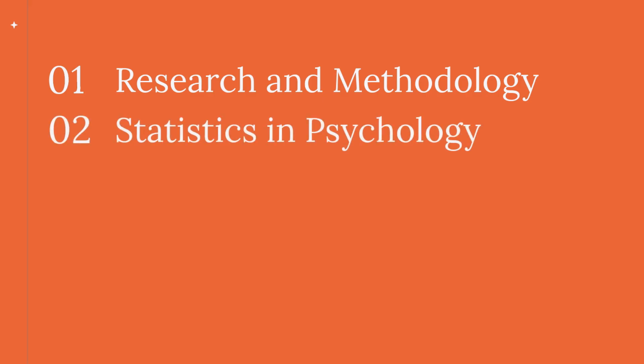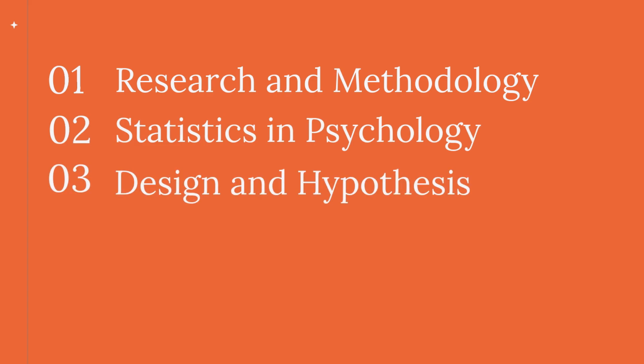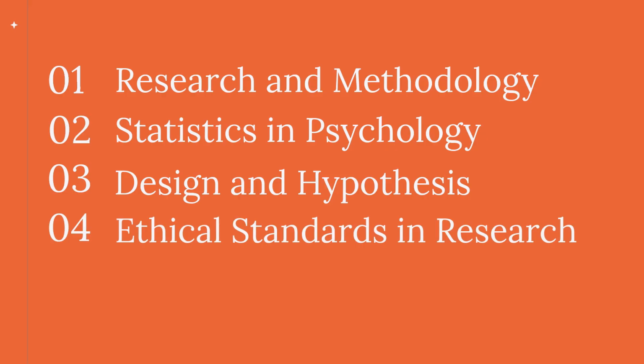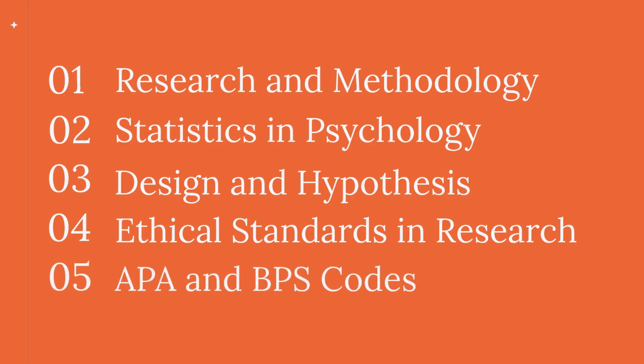The aim of this unit is to equip learners with knowledge of research and methodology in psychology. It introduces statistics and how they interact with research methods. Topics include design considerations, counterbalancing, and hypothesis testing. Ethical standards are crucial for psychological research. Familiarity with the APA or BPS ethical codes is essential.